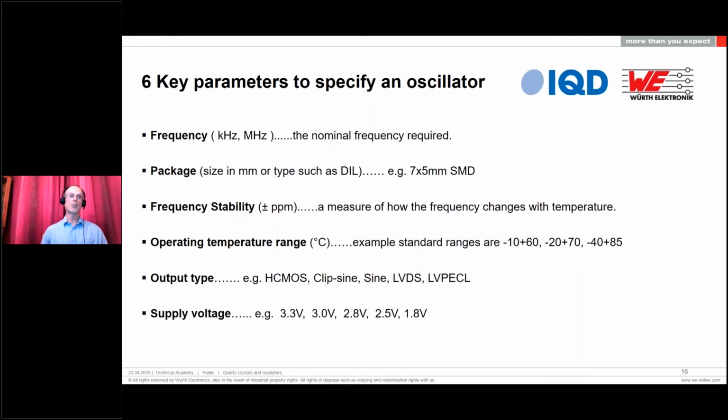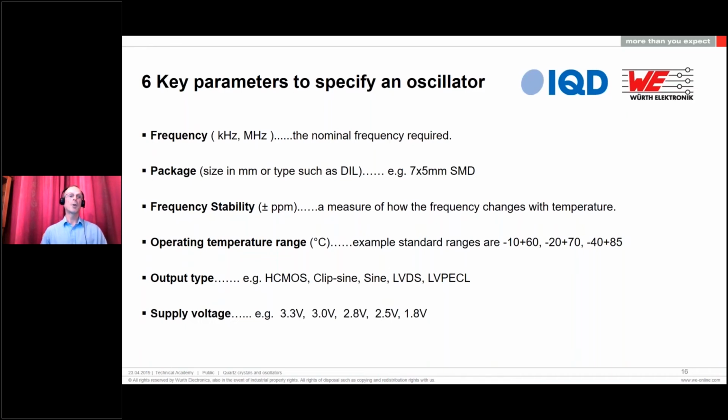So do you need a standard square wave such as HCMOS? Do you need clipped sine, 50 ohm sine, LVDS, LVPECL? There are various output types for oscillators, and we have many in our product portfolio.